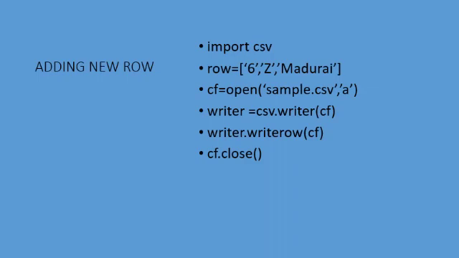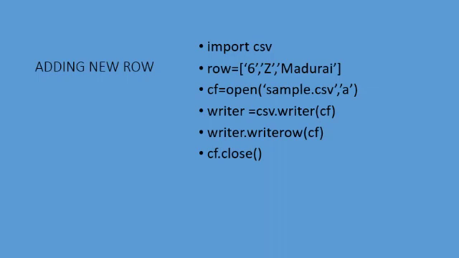Writer equal to csv.writer of CF. So what will happen here? csv.writer is going to write some data in CF, which is stored in writer. The next line, writer.writerow of C, not CF, sorry, it's given wrongly. Writer.writerow of row, where the data is present.